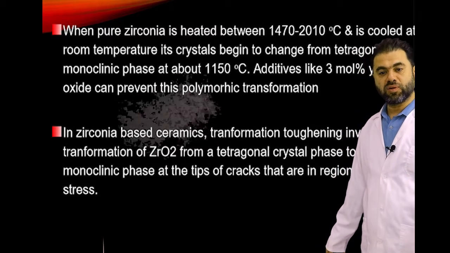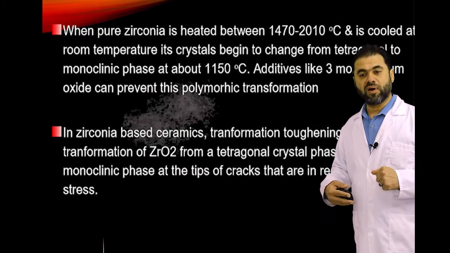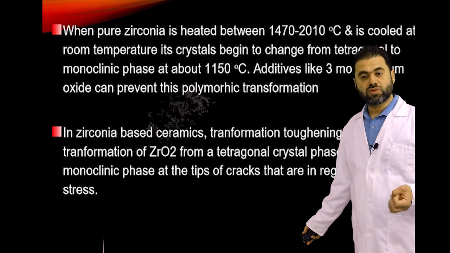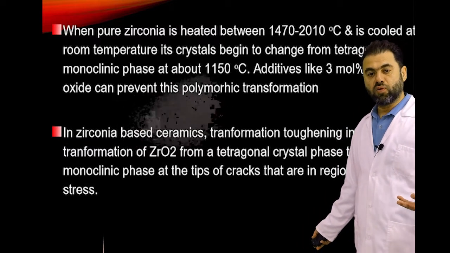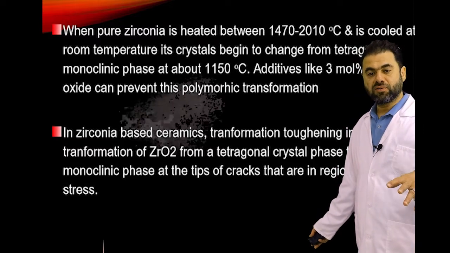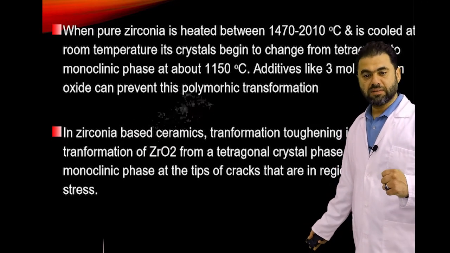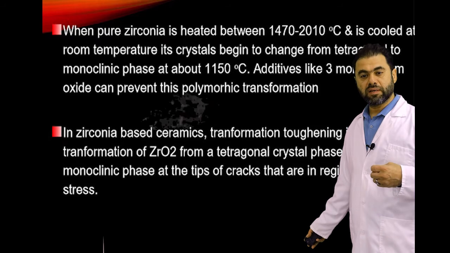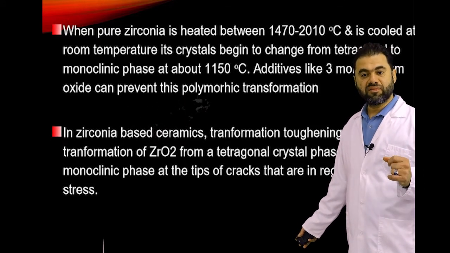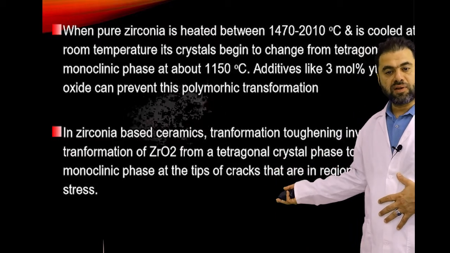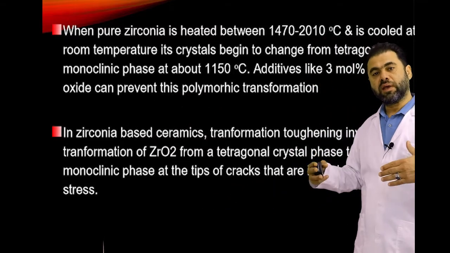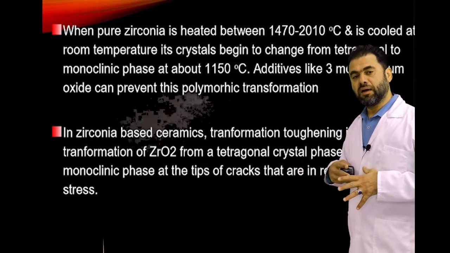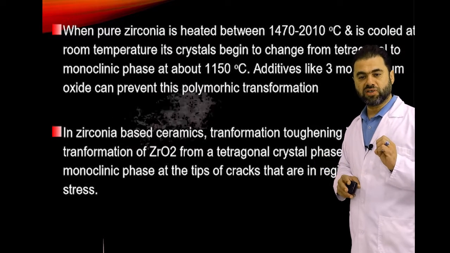When pure zirconia is heated to about 1400 to 2000 and cooled to room temperature, its crystals begin to change from tetragonal to monoclinic phase at about 1150 degrees centigrade. Additives like 3 mole percent yttrium oxide can prevent this polymorphic transformation. Normally, when it is heated and cooled there would be a change in volume, but adding yttrium oxide keeps it from changing in volume when the temperature drops.